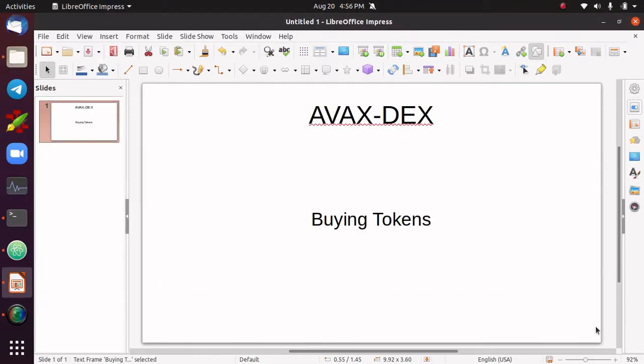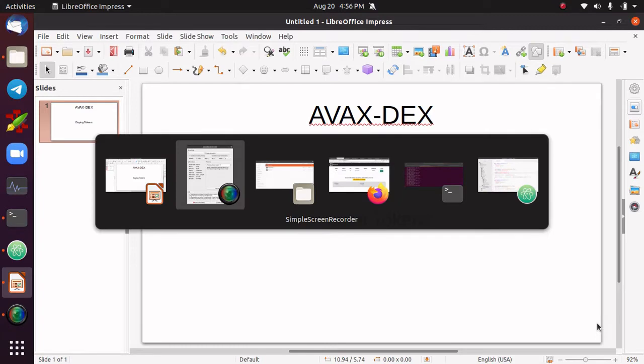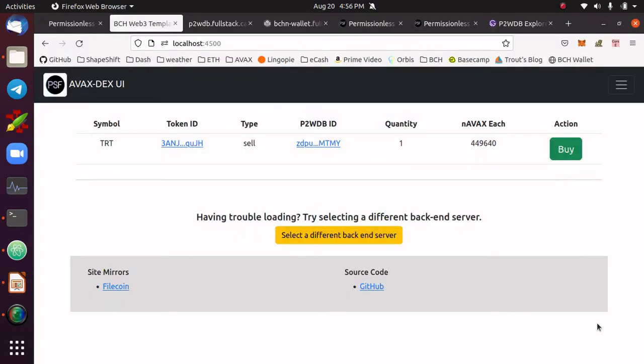This is the third video in the series on the AVAX-DEX. This video is going to show how to buy tokens on the AVAX chain using the AVAX-DEX. In the previous video, I showed how to sell tokens, how to list them for sale. So this is going to take the other side of the trade.